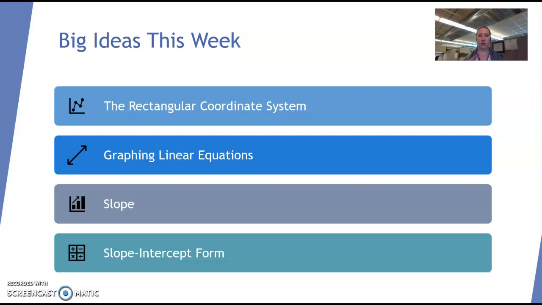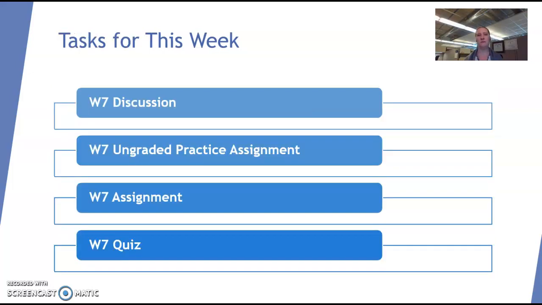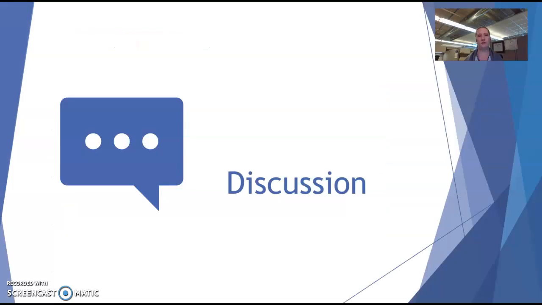So the biggest things we're looking at are what the rectangular coordinate system is, graphing linear equations, understanding slope, and then slope-intercept form. So those correspond with basically the 4 sections of the text. So you've got your discussion this week, your ungraded practice assignment, the assignment, and then the quiz. So let's start with the discussion.